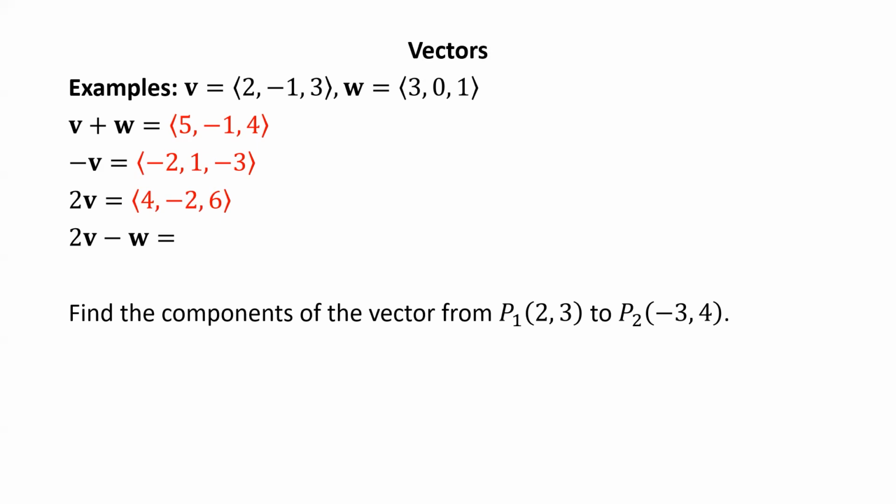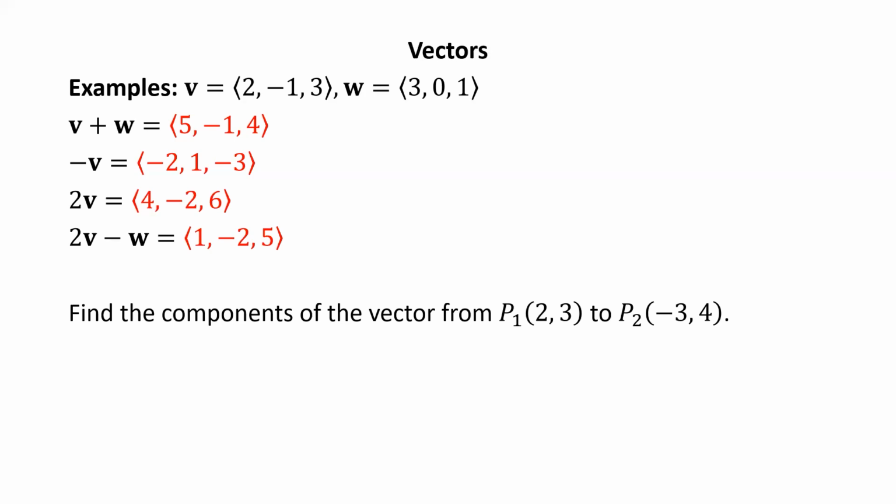And to get the vector 2v minus w, we take the vector 2v, which we just found, and subtract the vector w by going component by component. 4 minus 3 is 1, -2 minus 0 is -2, 6 minus 1 is 5.